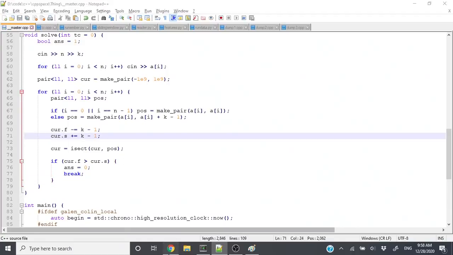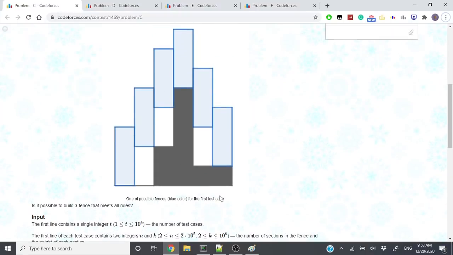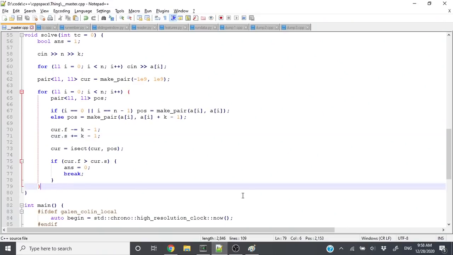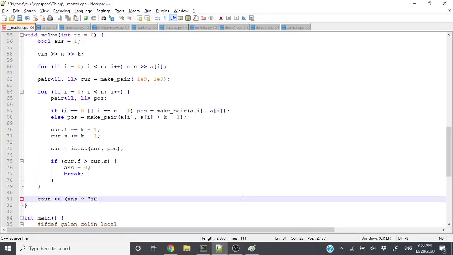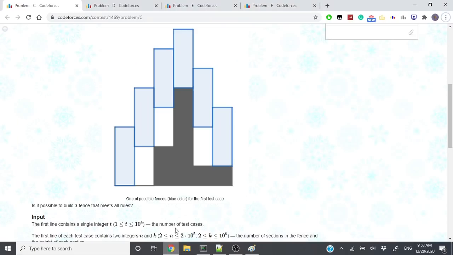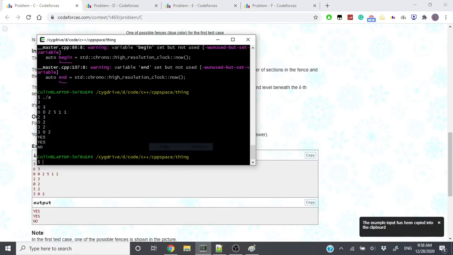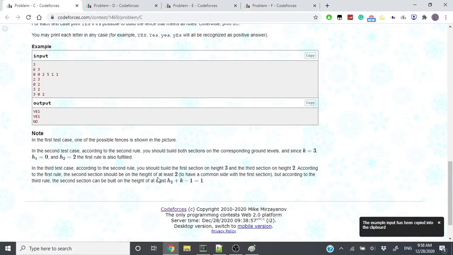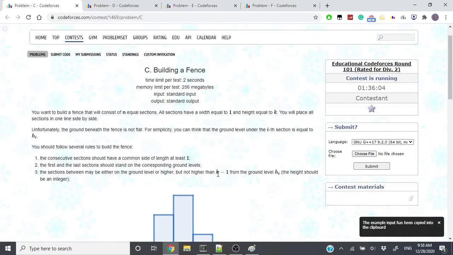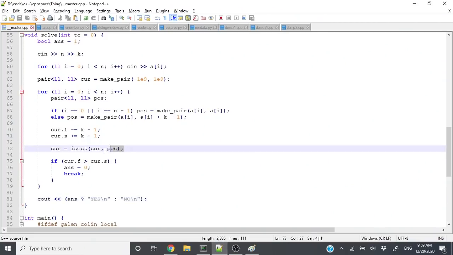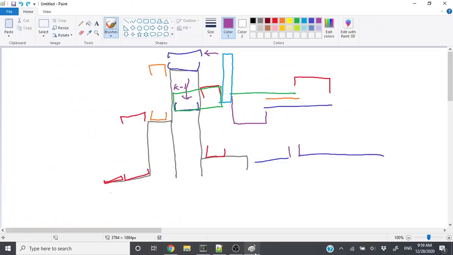Now actually the question is, do we want k minus 1 or do we want k? Well, we want k minus 1 actually, because the intersection needs to be non-empty. Yeah, let's see. Works for that. It's not trustworthy though. So let's make sure we're satisfying all the constraints. The consecutive sections should have a common side of length at least 1. Yep, that's how we do this. Because again, we're extending these by k minus 1 down and up, so that this represents the range where the intervals would intersect.